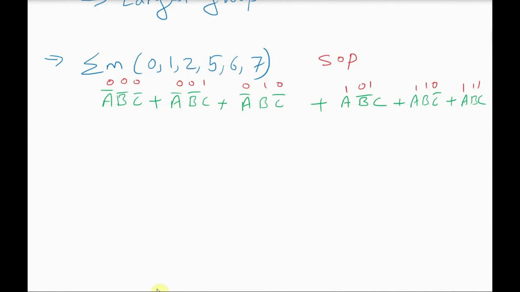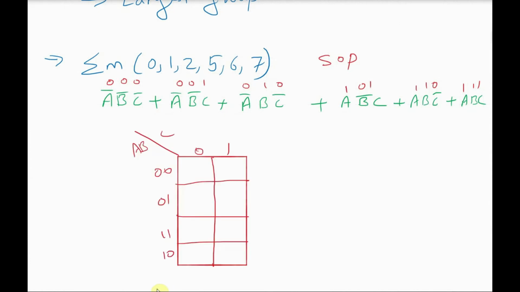So if we draw the kmap, first we have to map this to the kmap. We need a 3 variable kmap. So this is the 3 variable kmap. We can also number the cells, so I am going to number the cells. That is, this is 0, 1, 2, 3, 4, 5, 6, 7. Now you have to map the corresponding cells. Since this is a SOP expression, you have to put 1 in the corresponding cells. That means cells 0, 1, 2, 5, 6, 7.